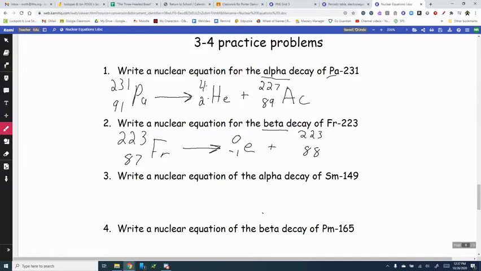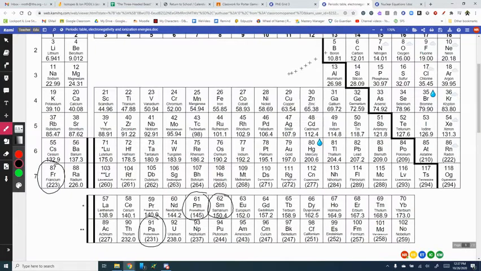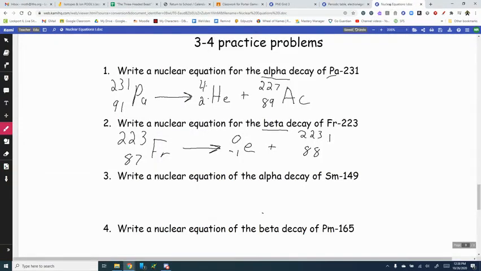Now we have to again check what element that is. That is radium, Ra. So we put Ra right there, and that's it. All right, we're going to do a couple more.